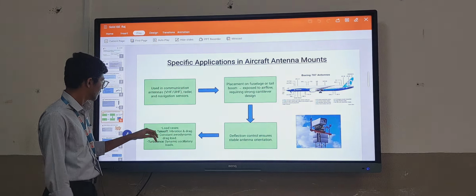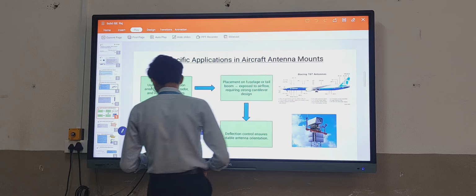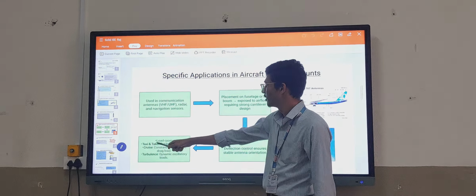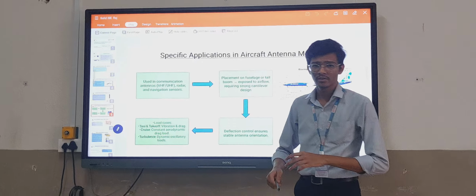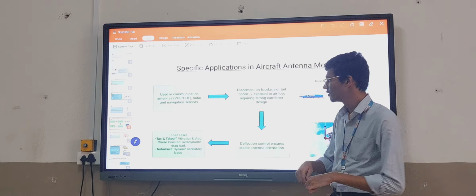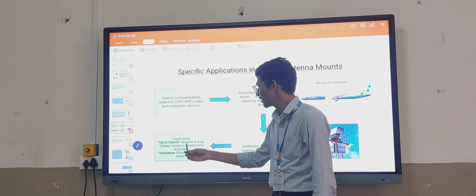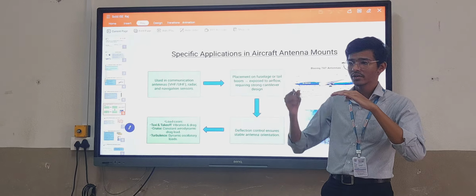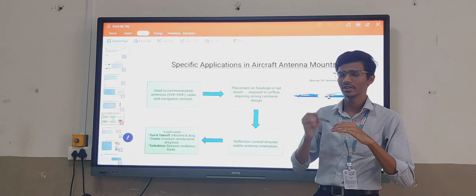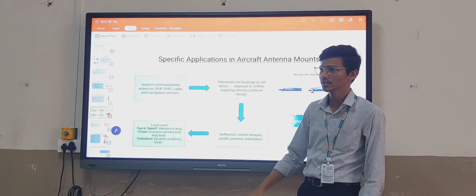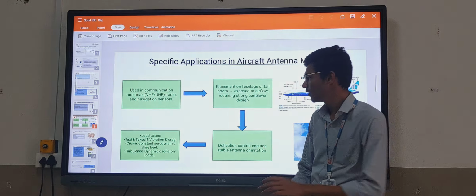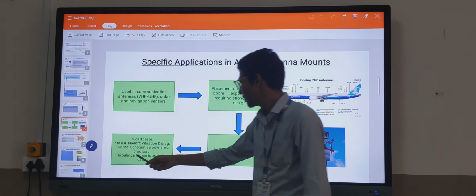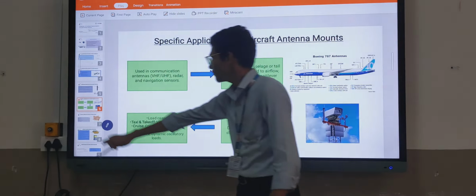Then the load case. In the load case there is takeoff and taxi. Vibration and drag force will apply on these antennas and cause continuous aerodynamic load. In the air there are aerodynamic loads and airflow, forces acting on the antennas. That's why the deflection happens, due to the dynamic oscillation of loads.